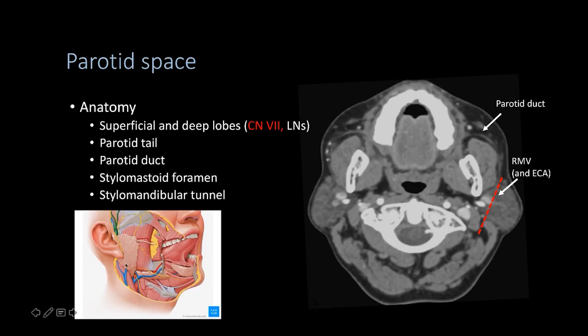This inferior projection of the parotid gland is also referred to as the parotid tail. And then the parotid duct is going to emerge from the anterior aspect of the gland, course over the masseter muscle, and then pierce the buccinator muscle to drain along the buccal mucosa.